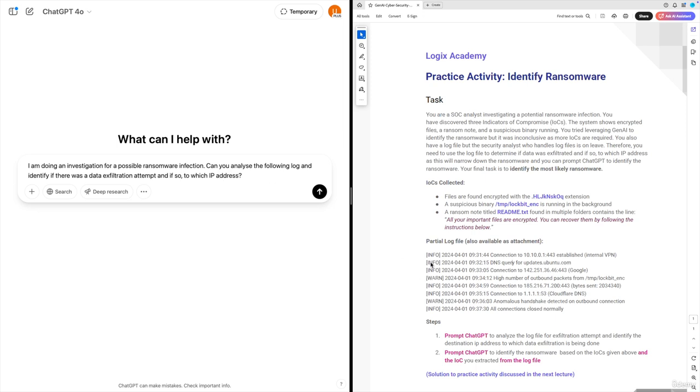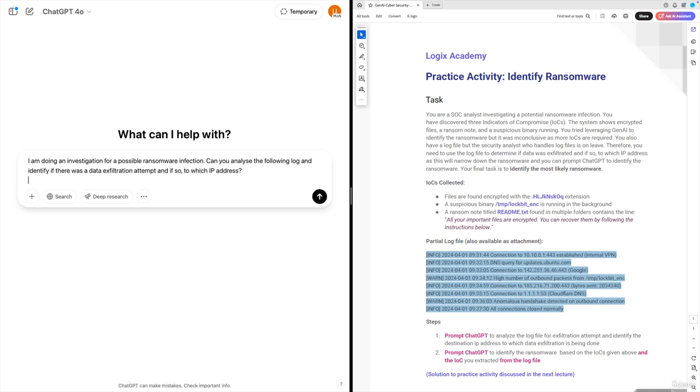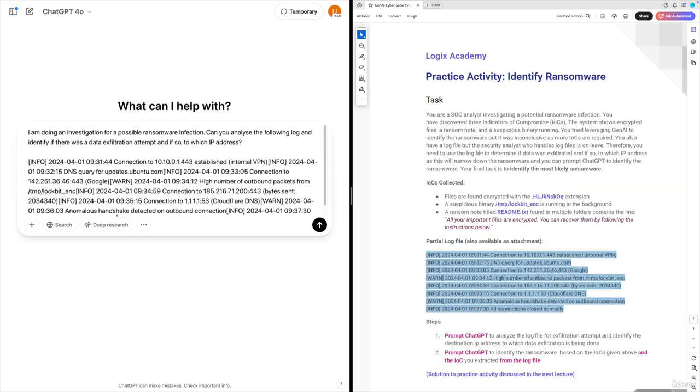Now, we have two options. Either we can directly copy these lines from here, or if you want, you can also directly upload the log file which I have attached in the resources section of the lecture. For ease of use, we'll directly provide them here. Quick tip, if you do Shift plus Enter, you can move to the next line just to make things a bit more formatted. So let's see what ChatGPT finds out.